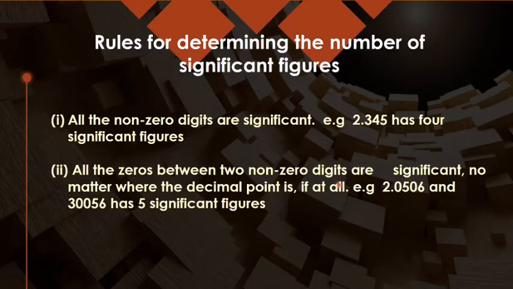I am repeating both these rules for you. First, all non-zero digits are significant. Second, all the zeros between two non-zero digits are also significant.